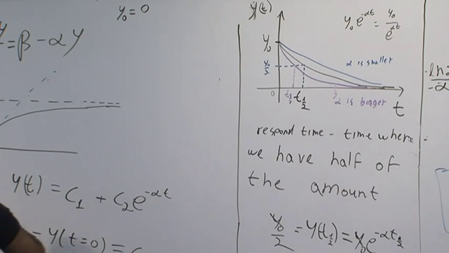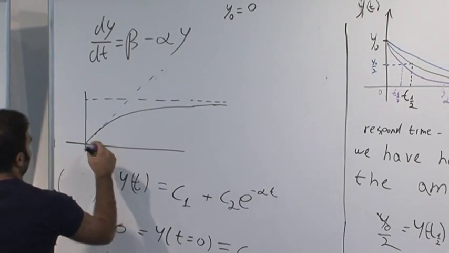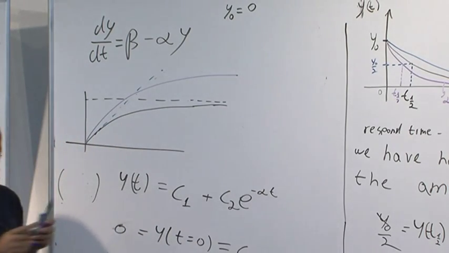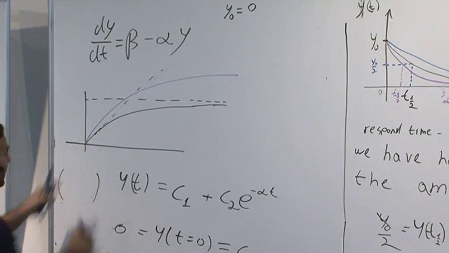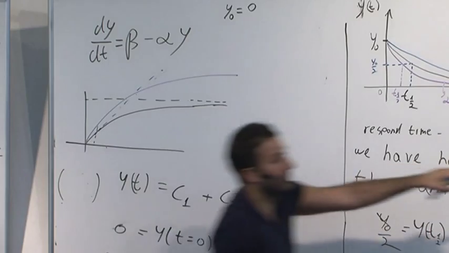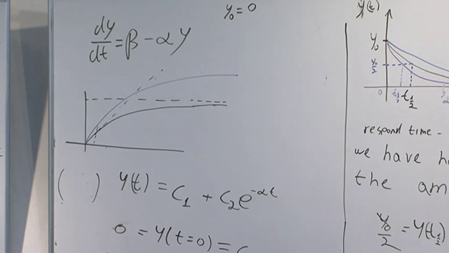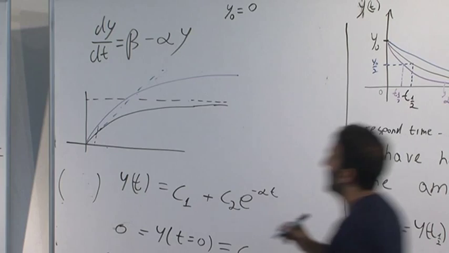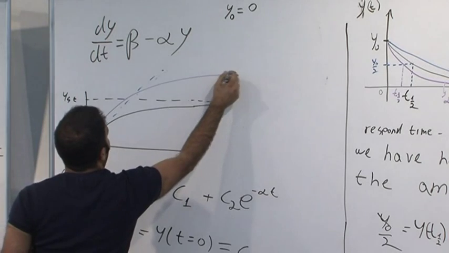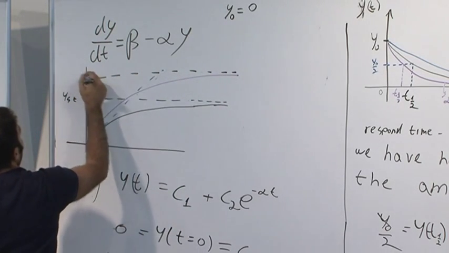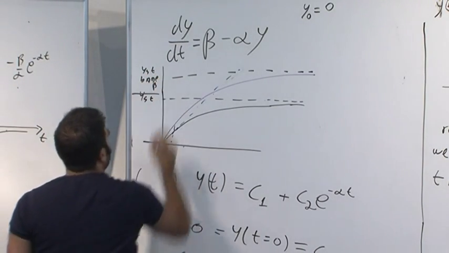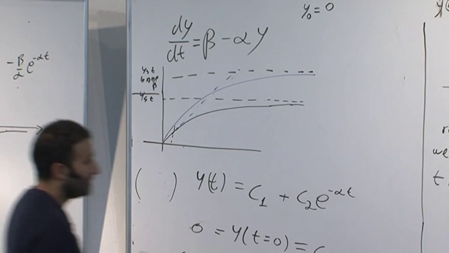So here, if we change beta, we will get something like that. If we increase beta, we make it bigger. It will build faster, right? Because every moment we can see it's higher. And also the steady state will be higher, because Y steady state equals beta over alpha. This is Y steady state. This is the other Y steady state for bigger beta.